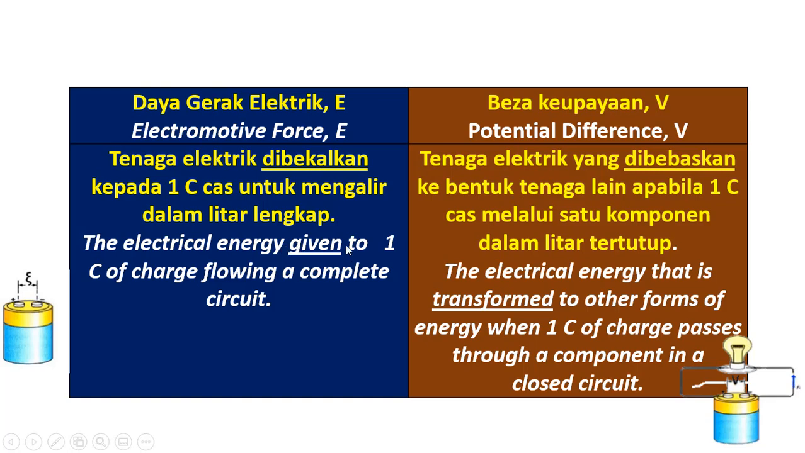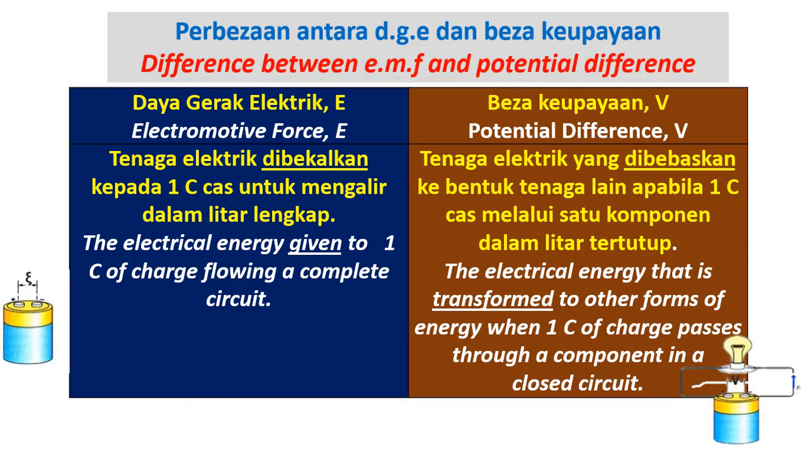So the electromotive force is the electrical energy given to 1 coulomb of charge flowing in a complete circuit. So we talk about a big energy from the battery to move 1 coulomb of charge throughout the whole circuit. Now for the potential difference, it is the electrical energy that is transformed to other forms of energy when 1 coulomb of charge passes through a component in a closed circuit. So when we talk about potential difference, we talk about the energy transformed in components such as a light bulb or motor. So this is what we call potential difference.